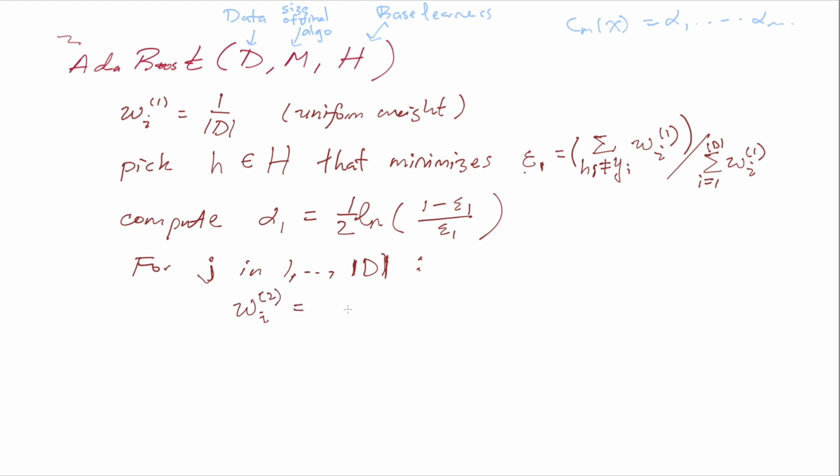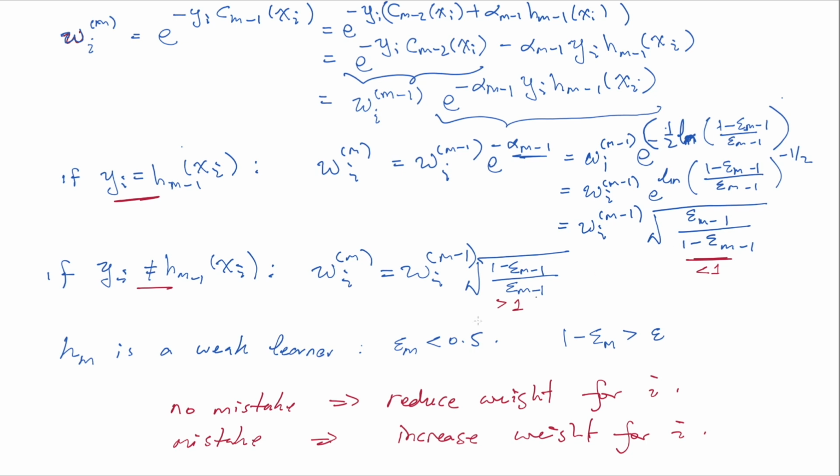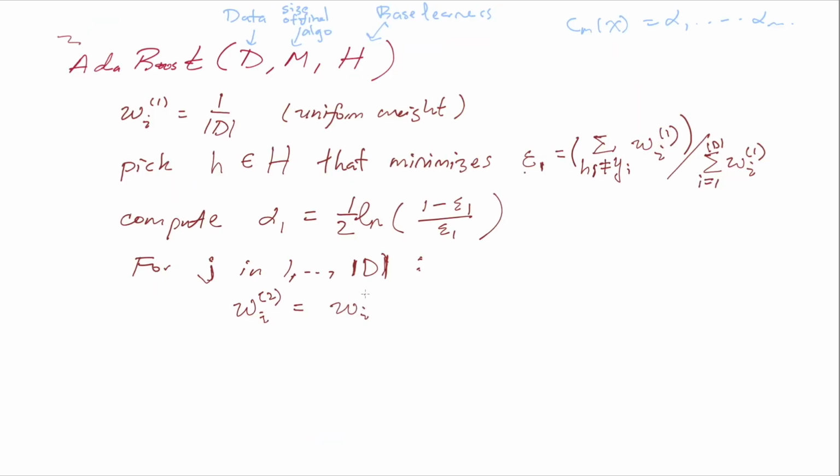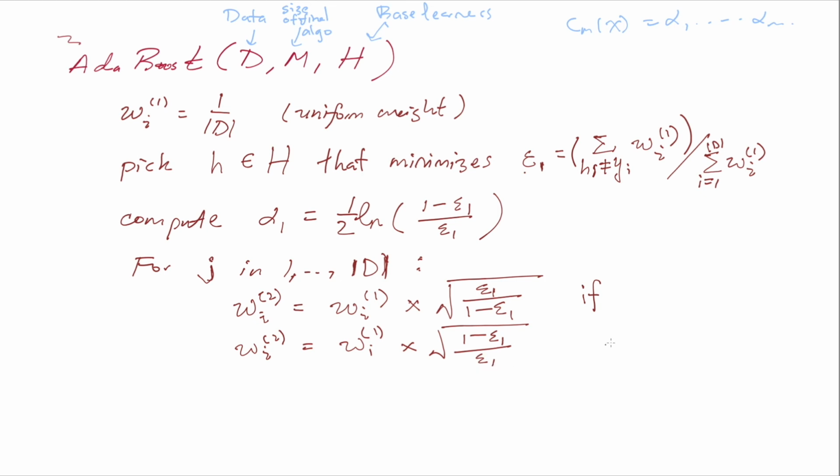is going to be, well, let's look at our previous. It's going to be one of these two. It's going to be wi1 times the square root of epsilon 1 over 1 minus epsilon 1, otherwise we're going to use the other update. So the first update, epsilon 1 over 1 minus epsilon 1, we use that if we didn't make a mistake, so if yi equals h1 of xi, and we use the other one if yi doesn't equal h1 of xi.